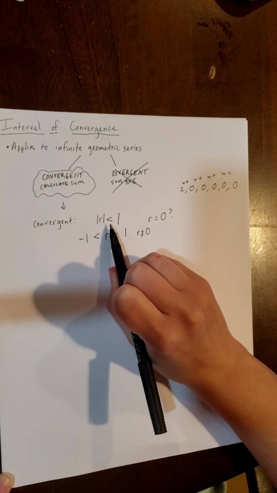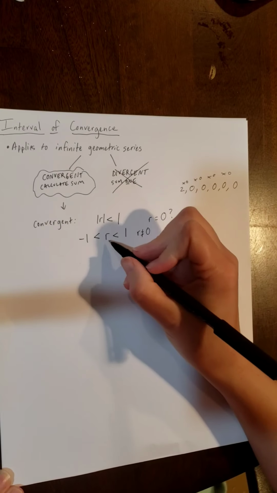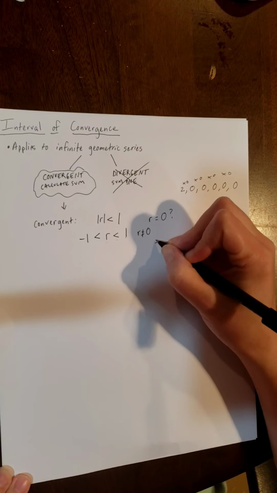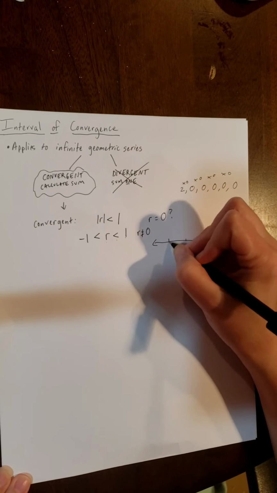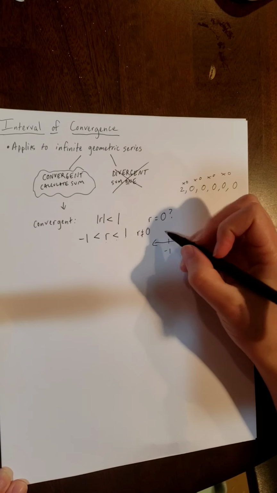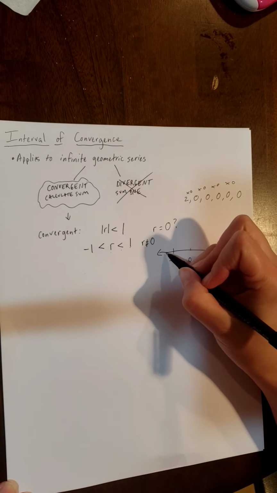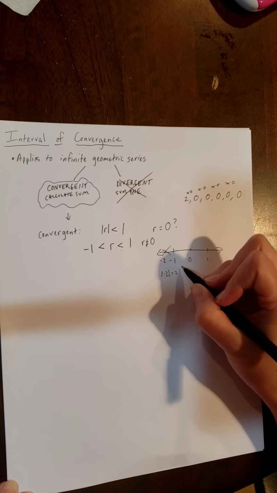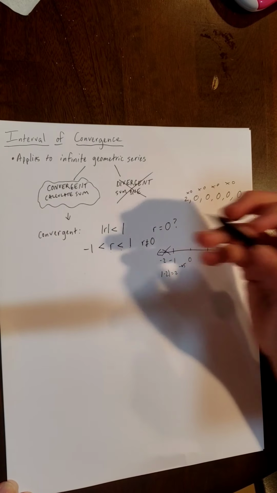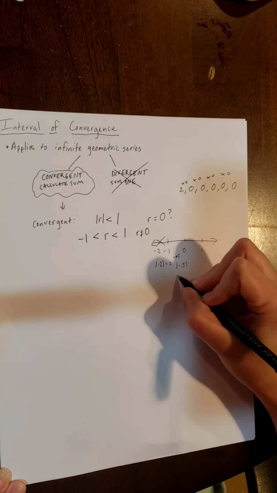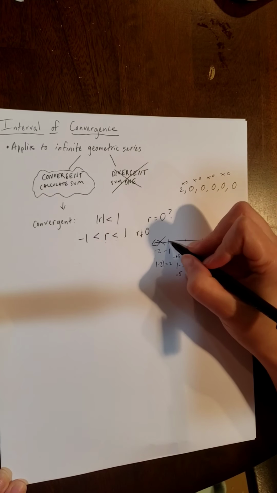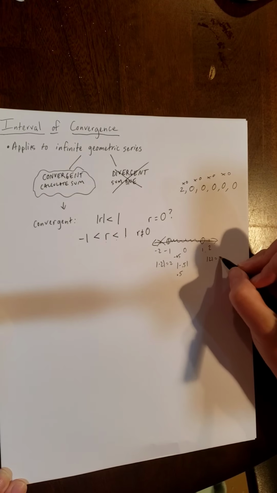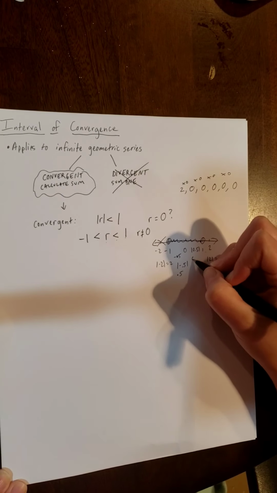And if the absolute value of r has to be less than 1, r has to be less than 1 but greater than negative 1. If you're not sure of that, think about a number line. Here's 0, here's 1, here's negative 1. Anything to the left of negative 1, if you took the absolute value of it, say negative 2, it'd be 2. That doesn't work. If you took the absolute value of negative 0.5, is that going to be less than 1? Yes, it is. So all of this works, and then here's 2. Absolute value of 2 is 2. Absolute value of 0.5 is 0.5.